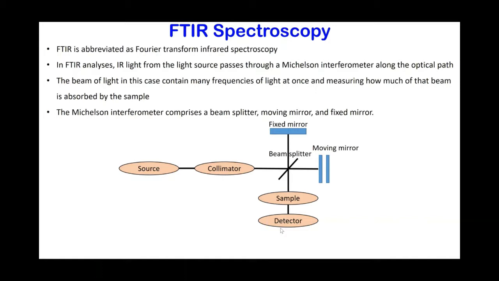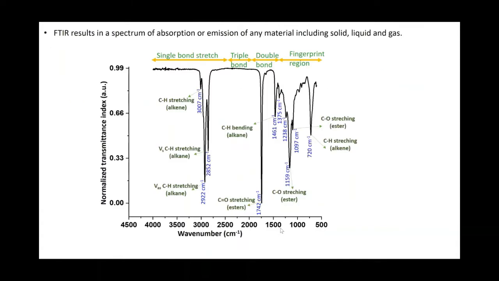So, if we try to look at how FTIR spectroscopy provides its result, the typical FTIR spectrum, which is represented here for any material, including solid, liquid, or gas, is presented as a plot of intensity versus wave number. Wave number is the reciprocal of the wavelength. The intensity can be plotted as the percentage of light transmittance or absorbance at each wave number, or we can just normalize the transmittance into a transmittance index as represented here.